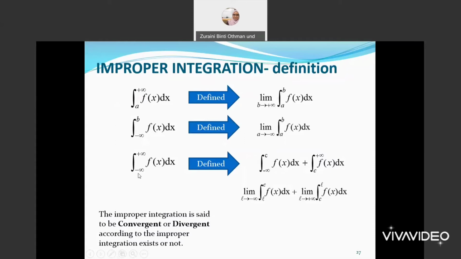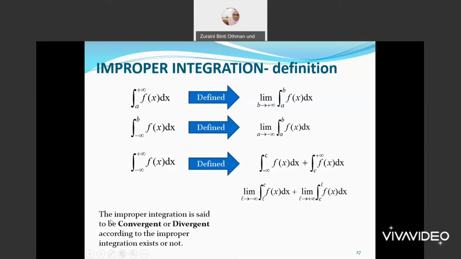Okay, if we have negative infinity as the lower bound and positive infinity as the upper bound, please define it as negative infinity to C plus C to positive infinity. This is by referring to the rule. So now we have to change this. The lower bound we replace as L, L approaching negative infinity, then here it becomes L until C, plus C to L approaching positive infinity, of f(x) dx.